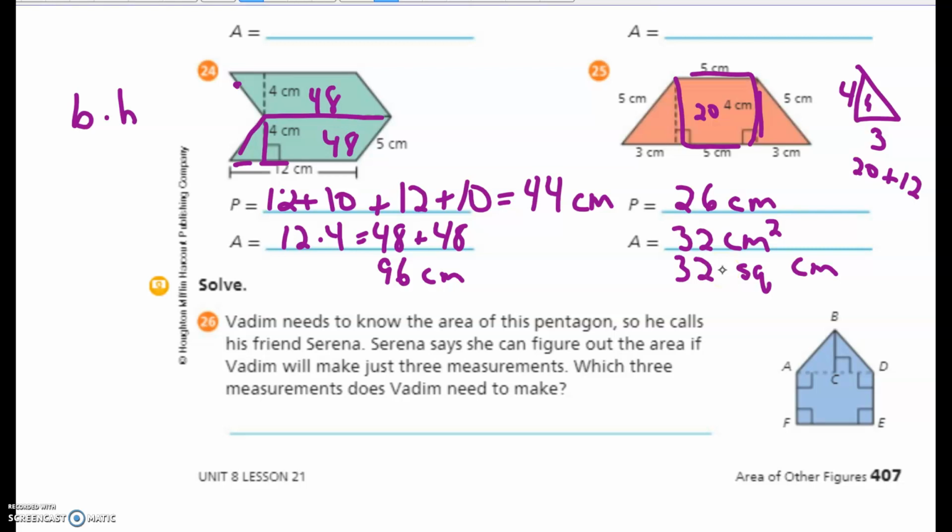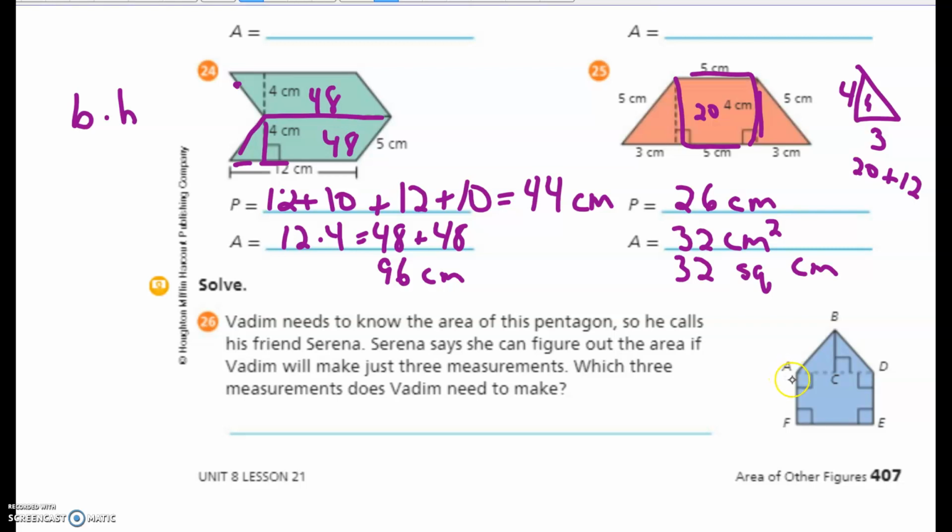All right, let's take a look at number 26. I don't know how to say this name. Vadim needs to know the area of this pentagon. Kind of looks like home plate. So he calls his friend Serena. Serena says she can figure out the area if Vadim will just make 3 measurements. Which 3 measurements does he make?